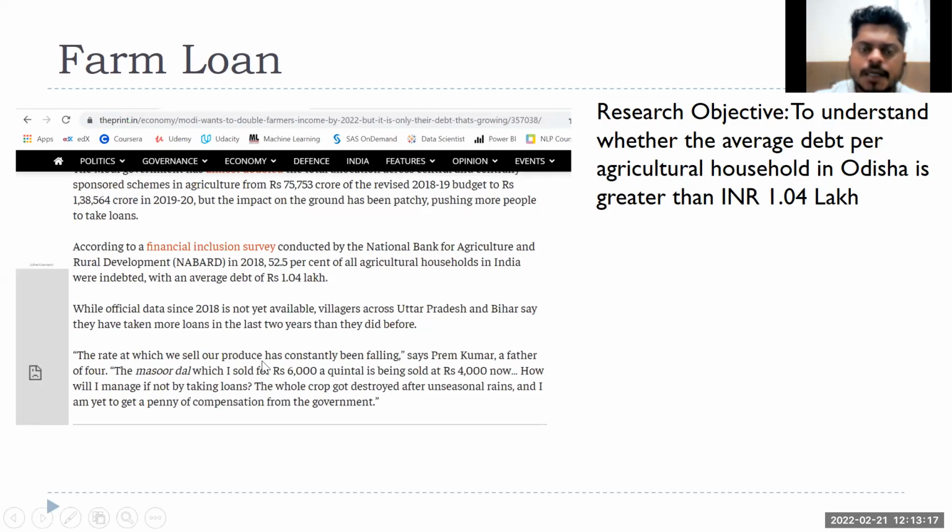So if I read this article, it says that 52.5% of all agricultural households in India were indebted, with an average debt loan of 1.04 lakhs, 1,04,000, right? That was back in 2018. Right now, I want to do that study in 2022, but I should have a base. So I'll say that I have gone through 8 or 10 articles and these are the results. That helps me to create a hypothesis, right? Did I answer your question, Trusal?